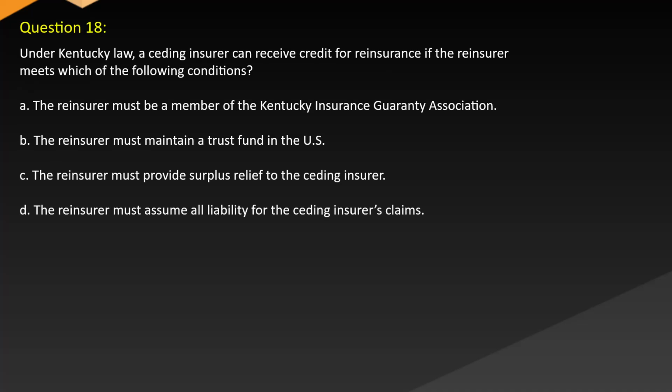Question 18. Under Kentucky law, a ceding insurer can receive credit for reinsurance if the reinsurer meets which of the following conditions? A. The reinsurer must be a member of the Kentucky Insurance Guarantee Association. B. The reinsurer must maintain a trust fund in the U.S. C. The reinsurer must provide surplus relief to the ceding insurer. D. The reinsurer must assume all liability for the ceding insurer's claims.